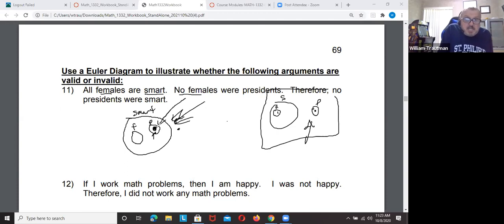In this case, a president is not female, but he is smart. So this is not valid because I can write this problem more than one way, and I can disprove the therefore statement.